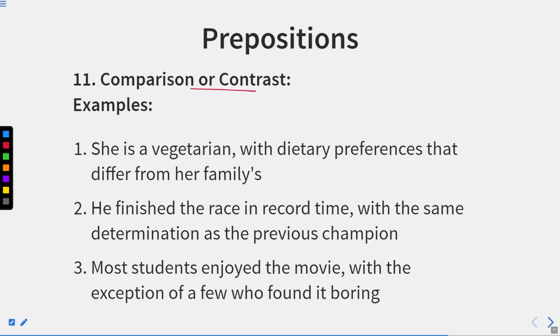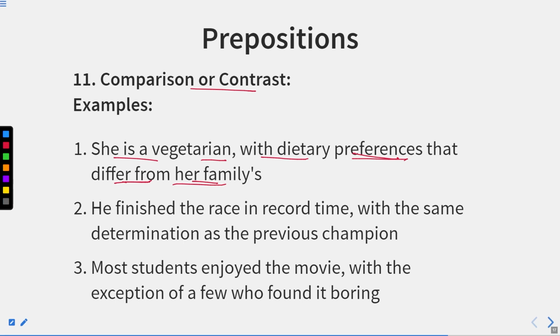Comparison or contrast. This also can be shown with the preposition with. She's a vegetarian with dietary preferences that differ from her family's. It means though she is vegetarian, she has dietary preferences that differ from her family's. Maybe her family likes something else and she has some different choices. So they are different from her family's preferences, but she's vegetarian.